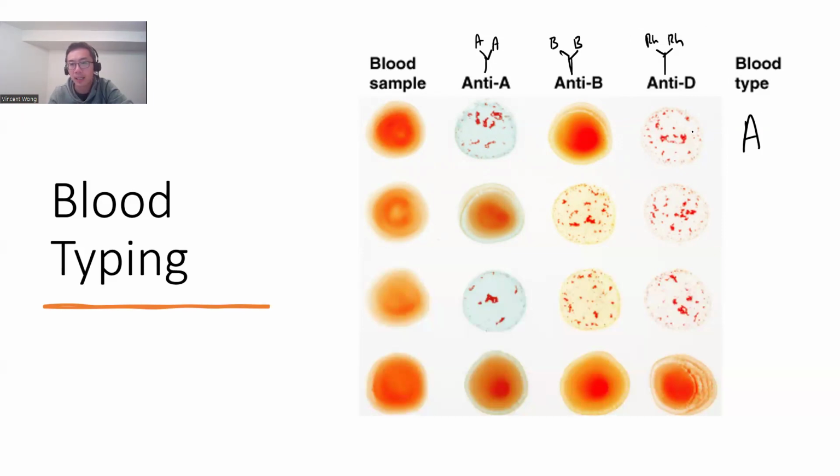Then you take the blood and put it in the third well, and the anti-RH reacted with the blood, and there's clumping. That means the person has RH. What do we call a person that has RH blood? We say positive. So the first one is A positive.